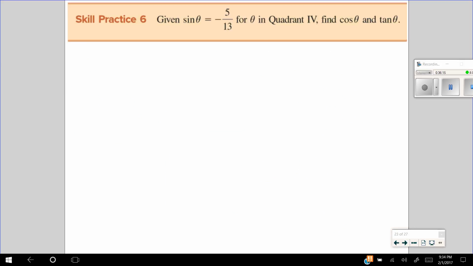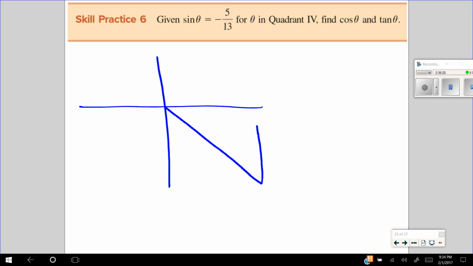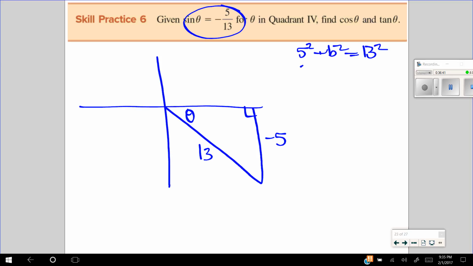Last one, quadrant 4. Okay? Draw a nice angle in quadrant 4. Connect it back to the x-axis. Here's my theta. Sine is -5 over 13. Sine is opposite -5 over hypotenuse 13. A squared plus b squared is c squared. 25 plus b squared equals 169. Subtract 25. B squared is 144. So B is plus or minus 12.